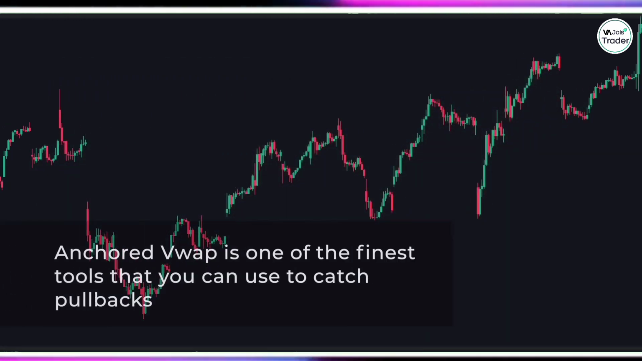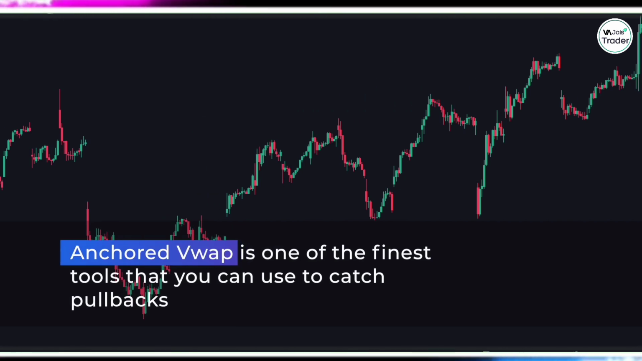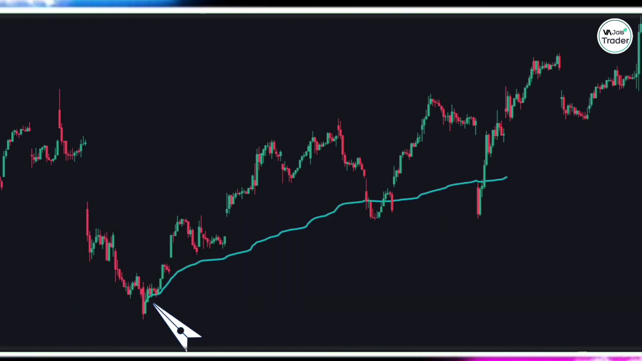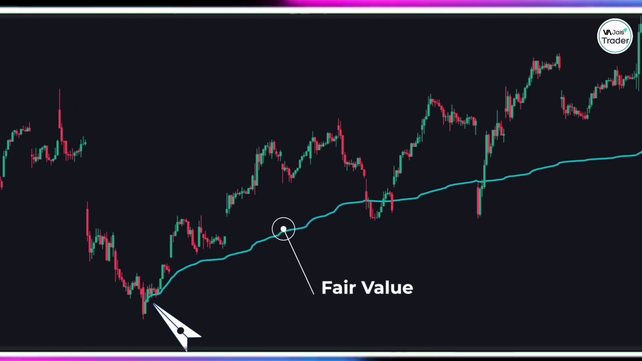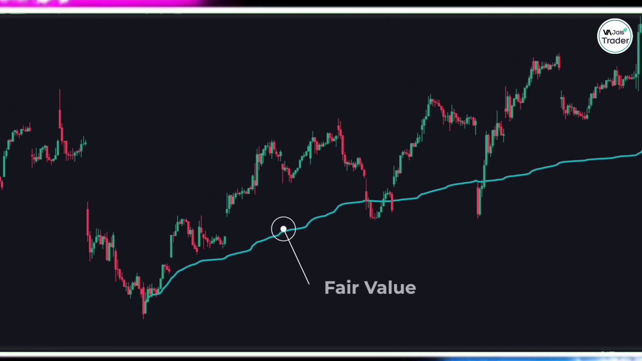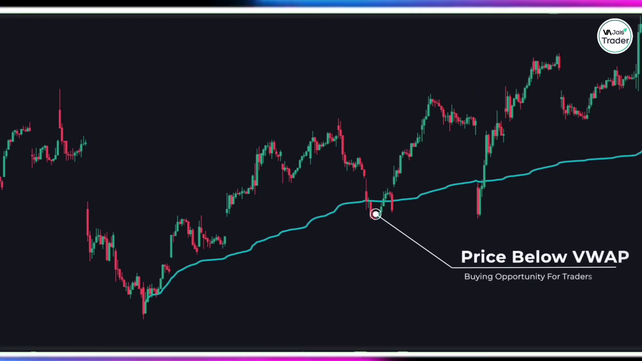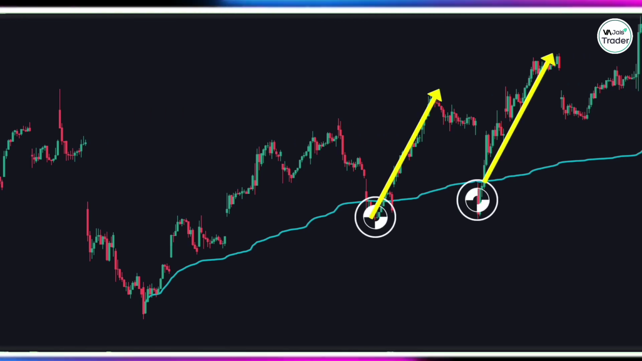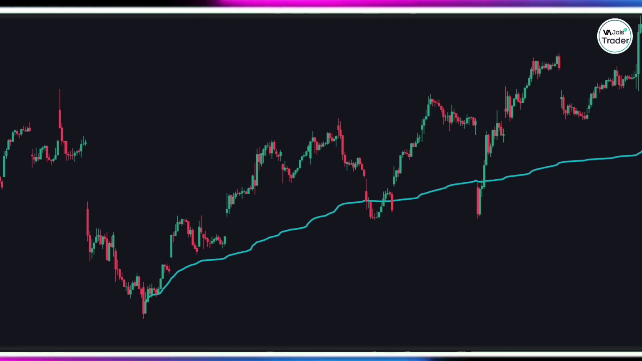The Anchored Vwap is one of the finest tools or indicators that you could use to catch pullbacks. Plotting it from a starting point of the trend gives you the asset's fair value within the trend. In an uptrend, when the price goes below the VWAP, this means that the asset is trading at a lower price than its fair value. The big players see this opportunity, and their buying orders take the prices above the VWAP. That's why the Anchored Vwap works really well.